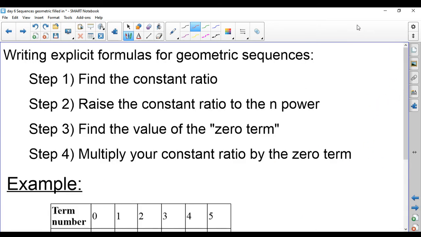We are going to write explicit formulas for geometric sequences, just like we did for arithmetic sequences. The steps are: find the constant ratio, divide one value by the one before it. We're going to raise the constant ratio to the n power. There's going to be an exponent in these equations. We're going to find the value of the zero term and then multiply the constant ratio by the zero term.